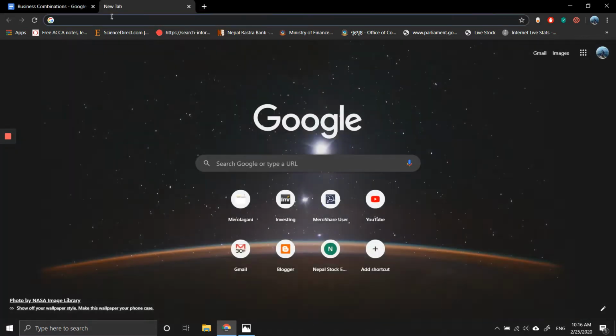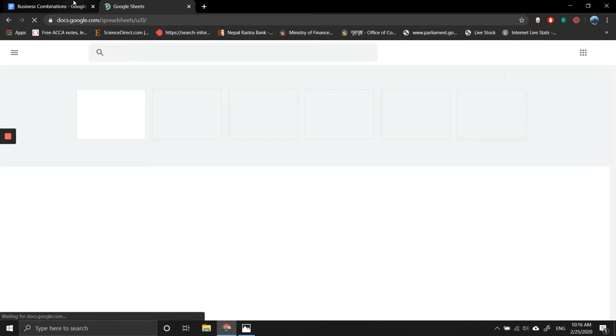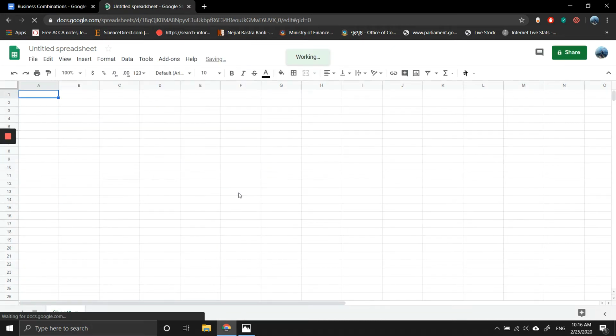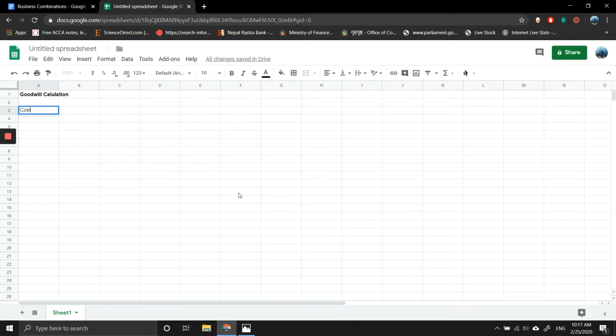Let's open Google Sheets. What we need to do first is working note number 1. We can do the goodwill calculation directly. Cost of investment, fair value of NCI, and then net assets at acquisition. So let's put in the values.